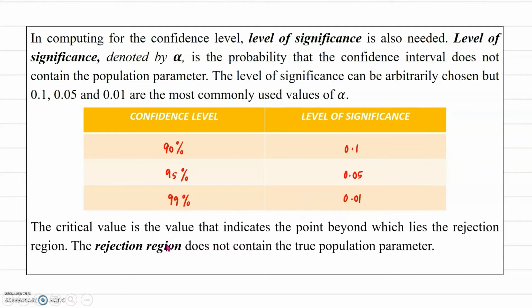The critical value is the value that indicates the point beyond which lies the rejection region. The rejection region does not contain the true population parameter.